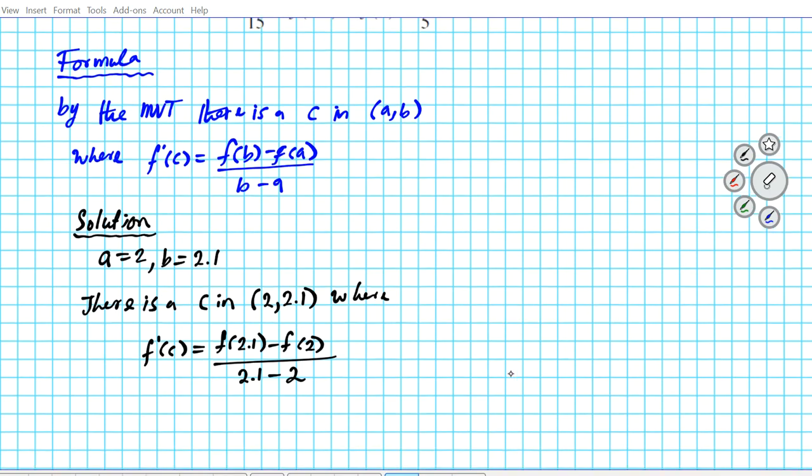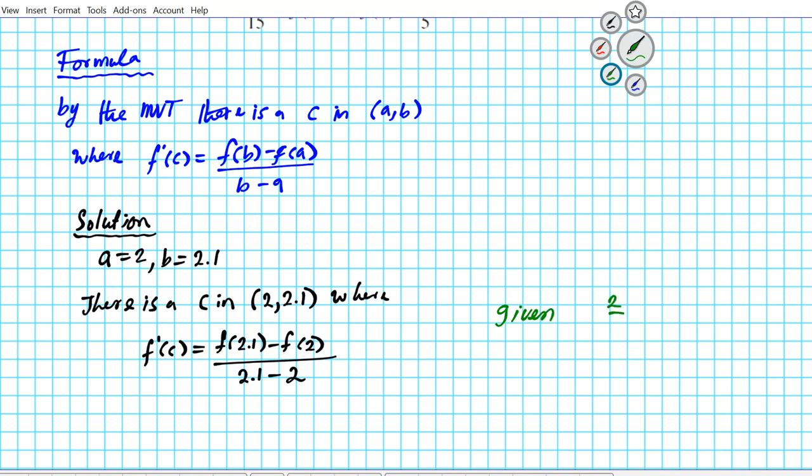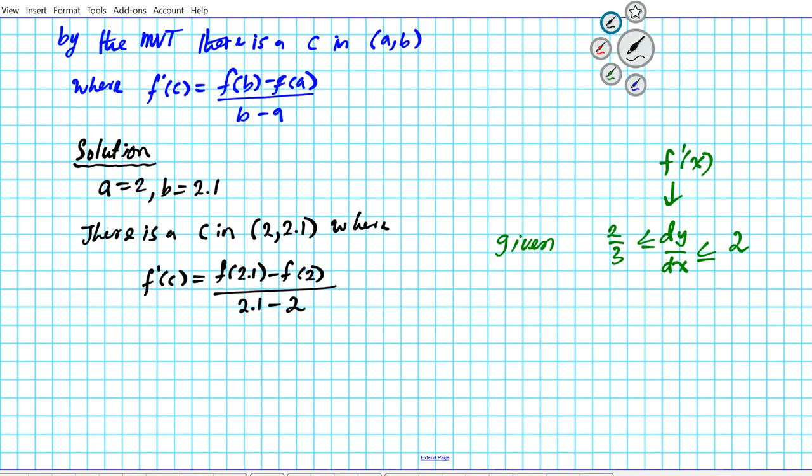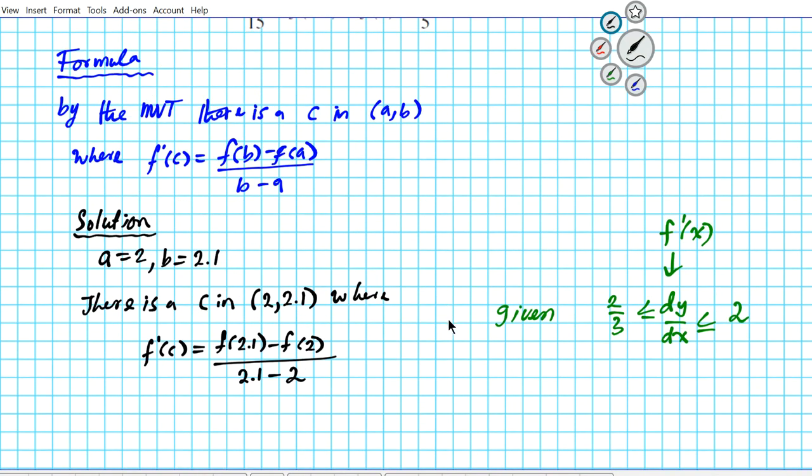There's a piece of information that we're given that we haven't utilized yet, so let's put that on the side here. In this problem, we're given that 2/3 is less than or equal to dy/dx, and that's less than or equal to 2. dy/dx is the same thing as f prime of x, right? So using this piece of information, we can start creating our inequality.